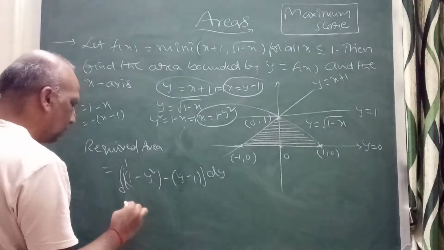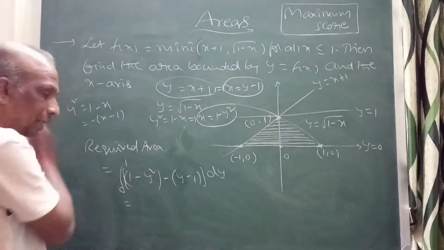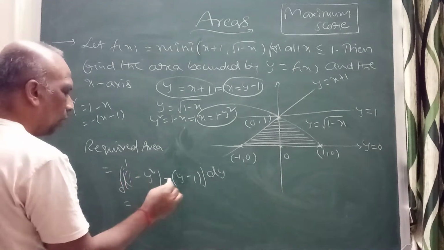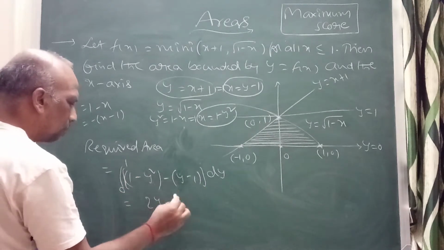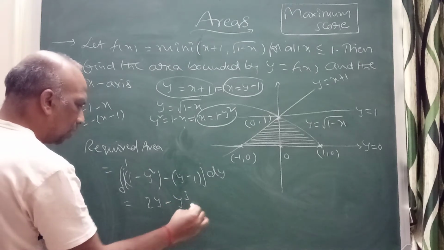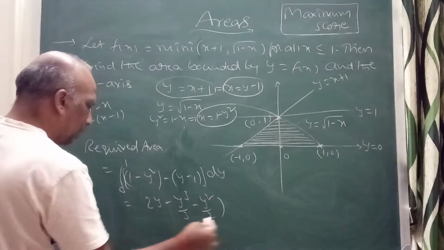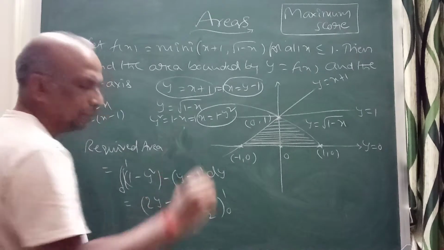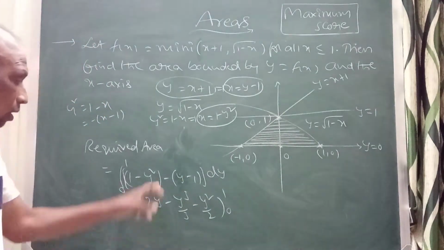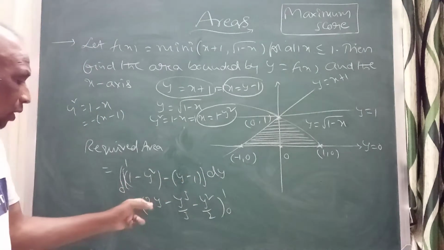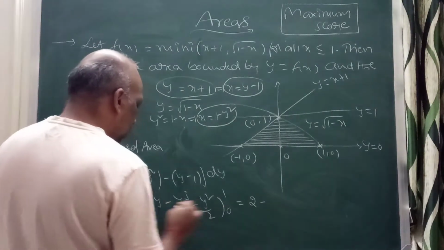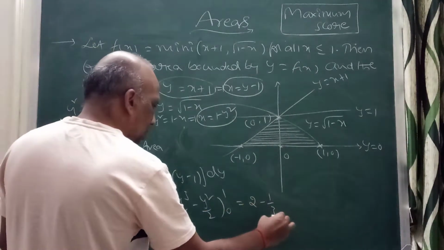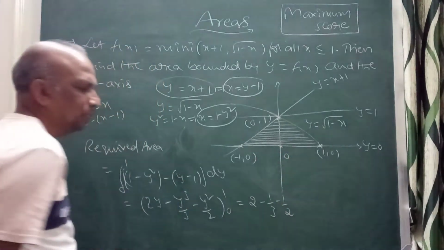You can integrate this. You will get 1 minus of minus 1 plus 1, that is 2. It will come 2y minus y cube by 3 minus y square by 2, limits 0 to 1. Correct? Here 1 minus of plus 1, I have taken 2y. So apply the limits: we will get 2 minus 1 by 3 minus 1 by 2.